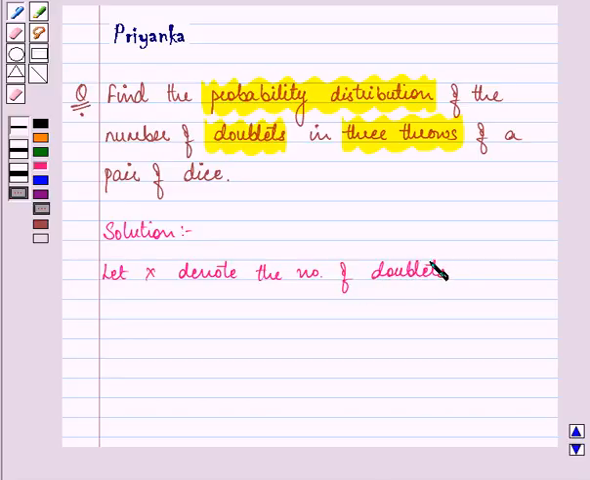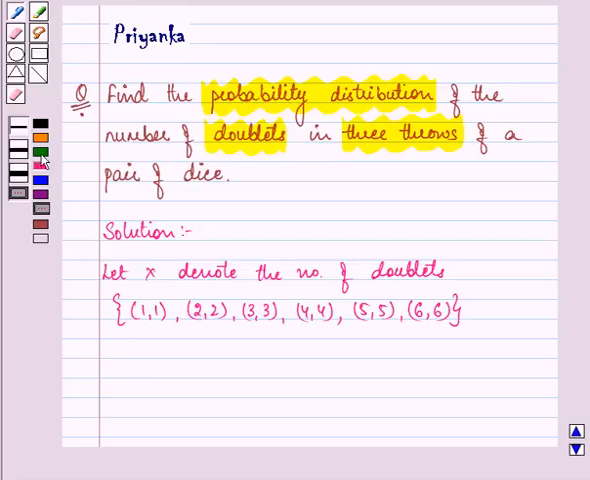Now, the possible doublets known to us are 1, 2, 3, 4, 5, and 6, when a pair of dice is thrown. Now, clearly, X can take the values of 0, 1, 2, and 3, right?